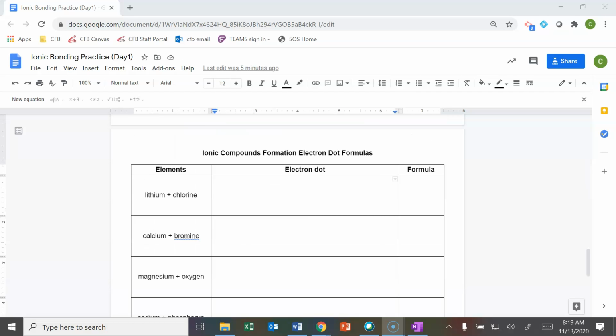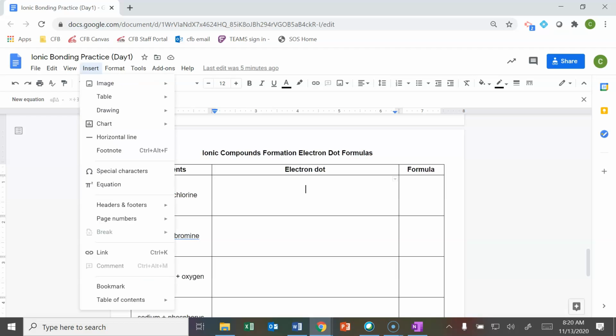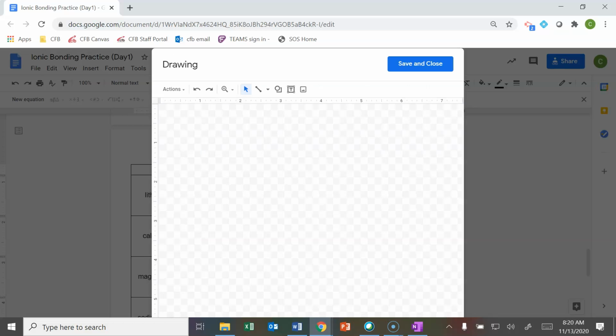All right, and here's the last section on the worksheet. What we want to do is the electron dot for the formation of an ionic compound. So we have lithium and chlorine. If they were combined together to make an ionic compound, what would that look like? How would that happen? Let's insert a picture. Insert drawing, new.